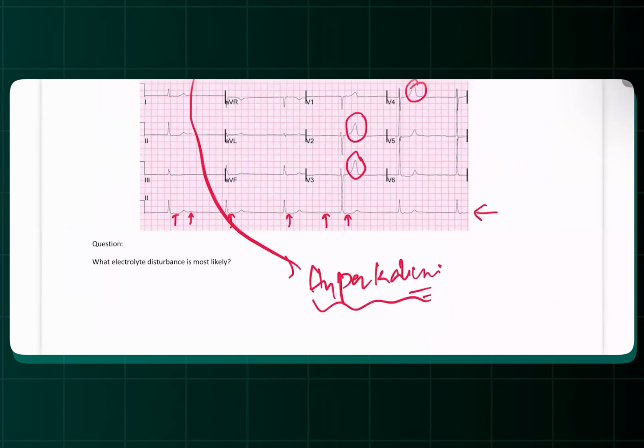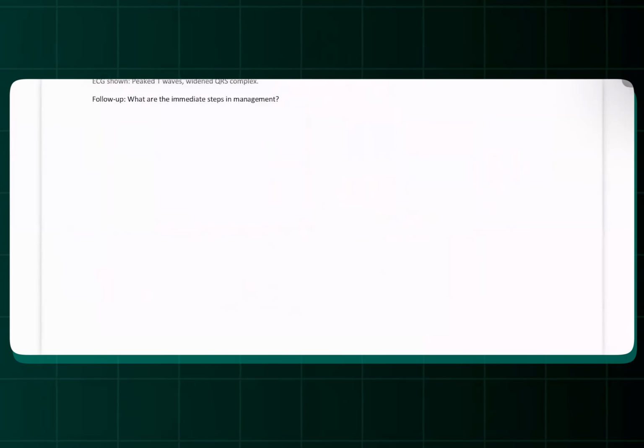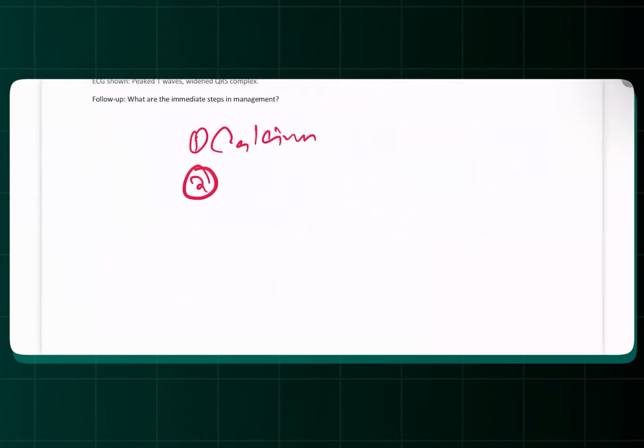Coming back to the class, what electrolyte imbalance is most likely? You rightly said hyperkalemia, peaked T waves, wide QRS complexes. So what are the immediate steps in the management? Calcium, fine. Okay, I will write it down. So one is calcium, then GI drip.